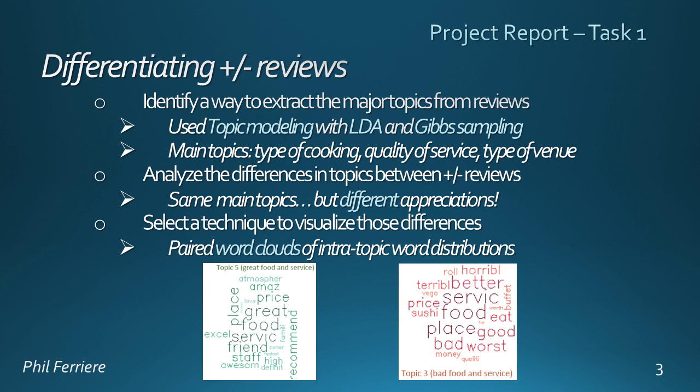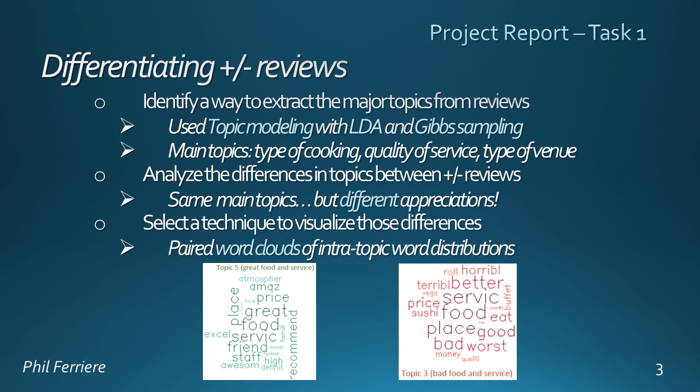To visualize these changes, I decided to experiment with word clouds, but encoding intra-topic ranking instead of term counts. I used the word distribution that describes the topic and gave the top term a weight of 20, and the least common one a weight of 1. Then, topics were paired between negative and positive reviews, and the corresponding word clouds were displayed side by side.